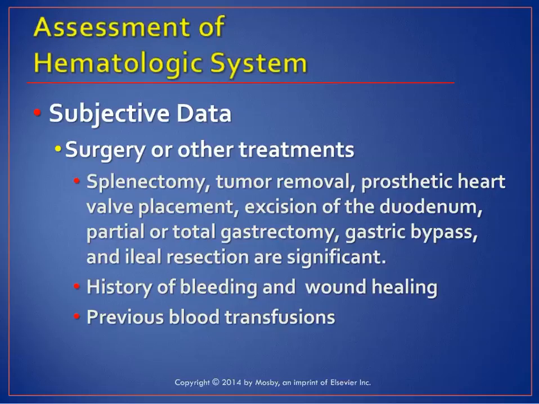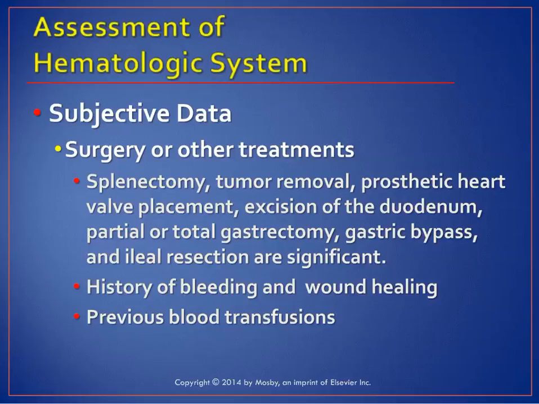You want to make sure that you ask the patient about specific past surgical procedures, because things like the duodenum is where iron absorption occurs, so if they've had some surgical removal, that could be important. Partial or total gastrectomy removes parietal cells, so it reduces the intrinsic factor that's needed for the absorption of cobalamin or B12. Gastric bypass means the duodenum may be bypassed and parietal cell surface area might be decreased. And an ileal resection is important because that's where the cobalamin absorption takes place.